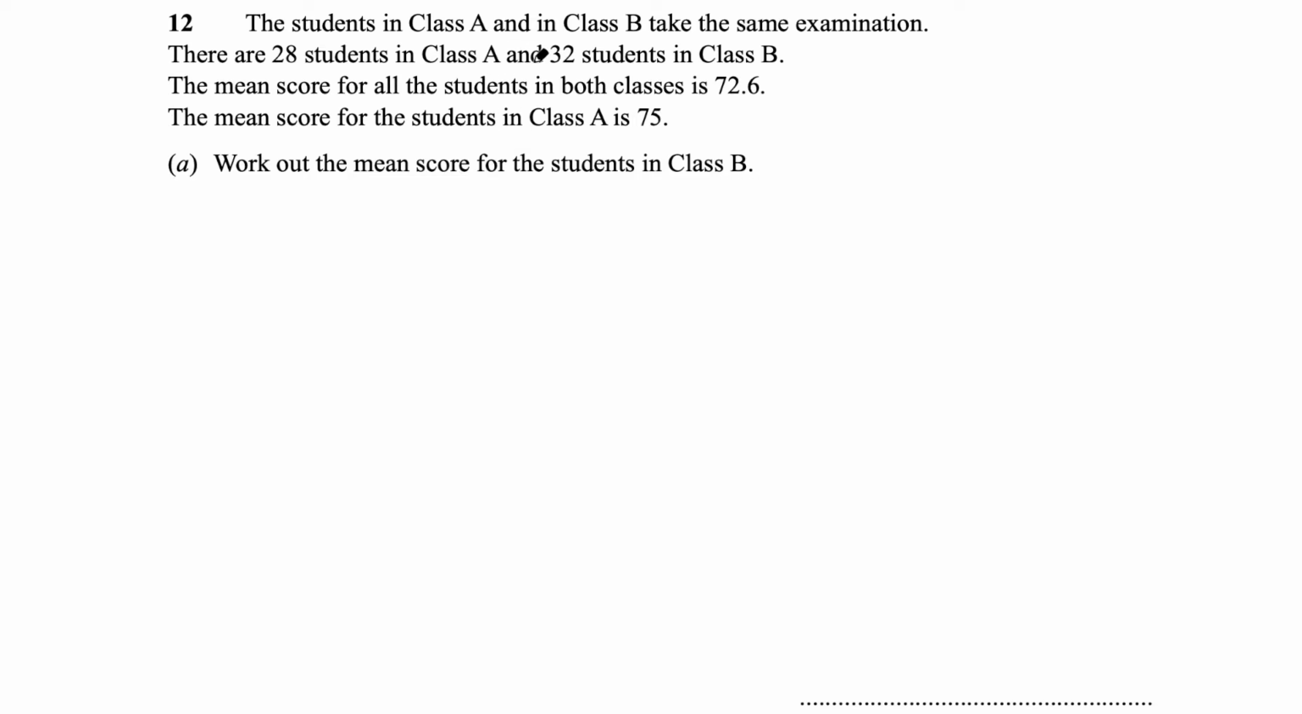Question 12 says the students in class A and in class B take the same examination. There are 28 students in class A and 32 students in class B. The mean score for all the students in both classes is 72.6. The mean score for the students in class A is 75. Work out the mean score for the students in class B. Alright, so what is a mean? Firstly, a mean is the total, in this case it would be the total score for all students divided by the number of students. So then we can use that formula for the whole class because they give us the mean for all of the students all together, and we have 28 plus 32, so 60 students altogether.